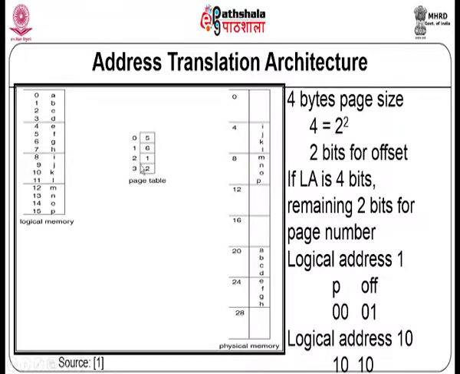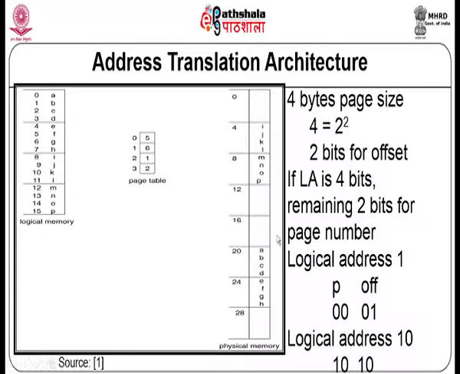And the frame number 1 into 4 will give you 4 plus this 10. 10 again is 2, that is binary 10 corresponds to decimal 2. So, 4 plus this 2, the frame number plus the offset, will give you the location corresponding to this, that is K. So, this is how the logical address is converted into the physical address.